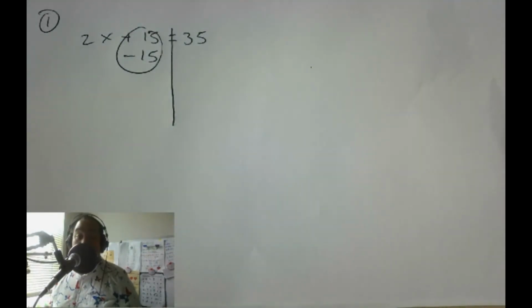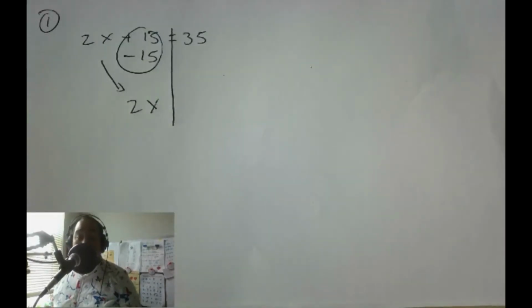So 15 minus 15 is going to equal 0. What I'm left with on this side is just 2x all by itself, because 2x plus 0 is just 2x. So I'm going to bring down an arrow to say that I'm left with just 2x.